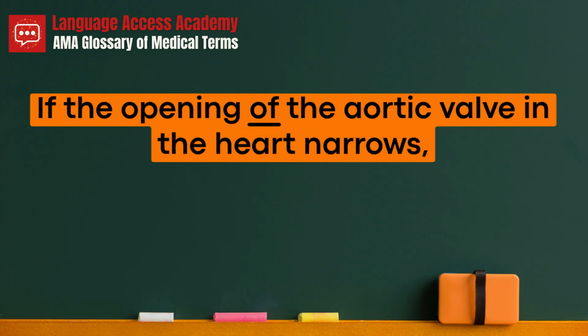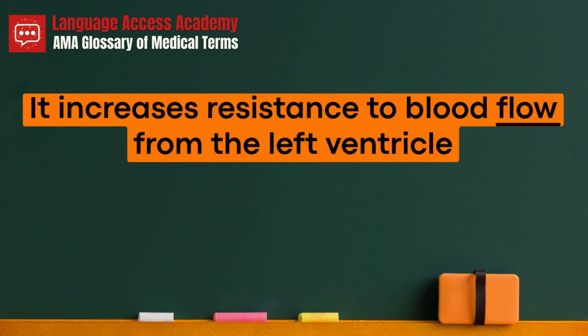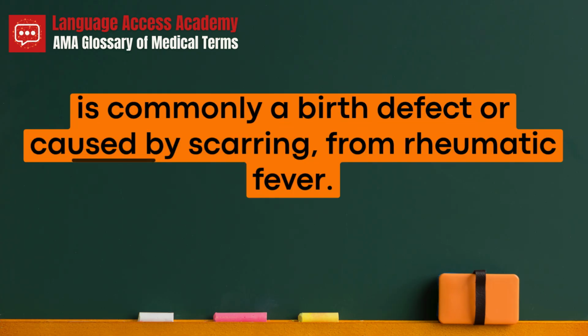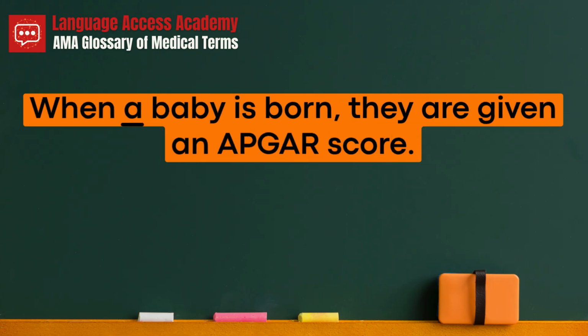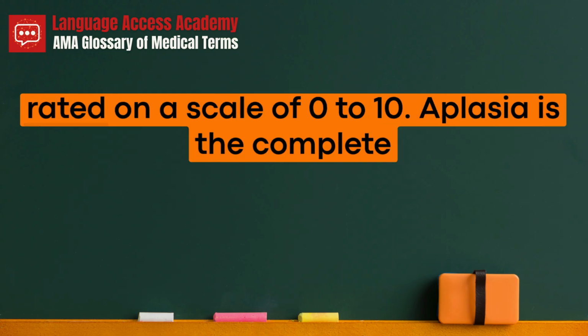body. If the opening of the aortic valve in the heart narrows, this is called aortic stenosis. It increases resistance to blood flow from the left ventricle to the aorta and is commonly a birth defect or caused by scarring from rheumatic fever. When a baby is born, they are given an APGAR score. This is a system for evaluating the health of a newborn baby, rated on a scale of 0 to 10.